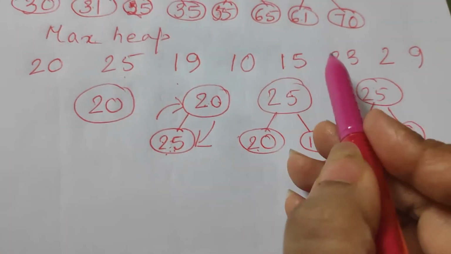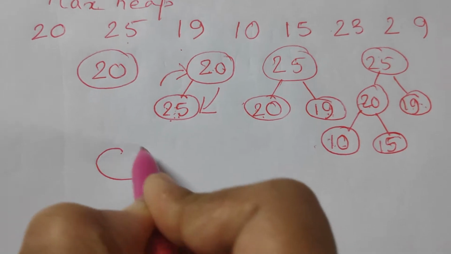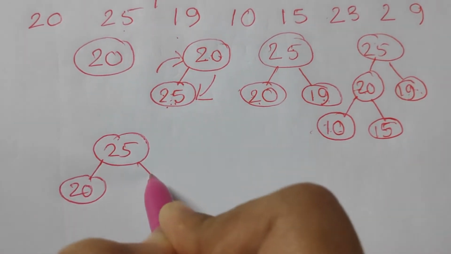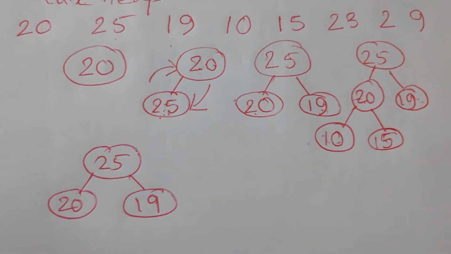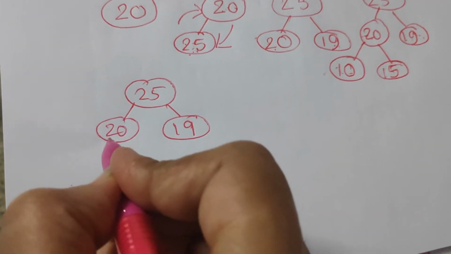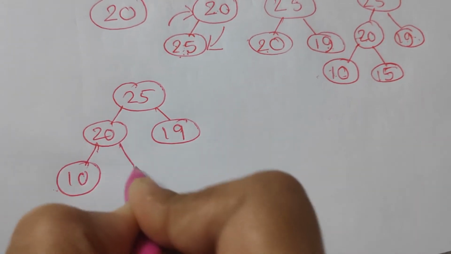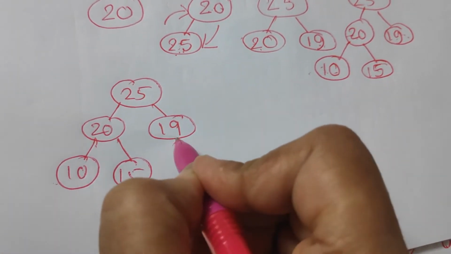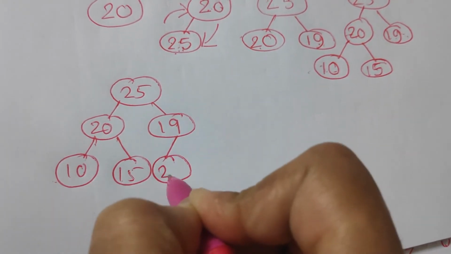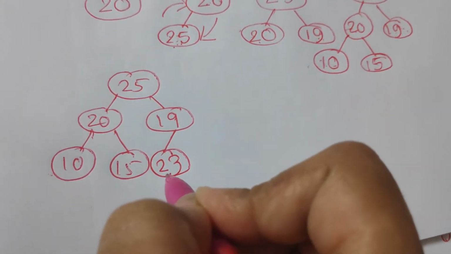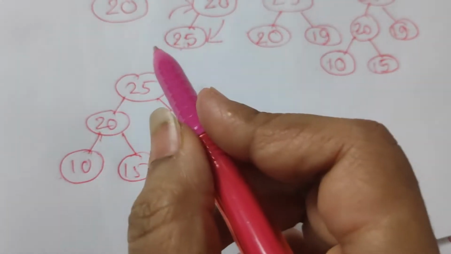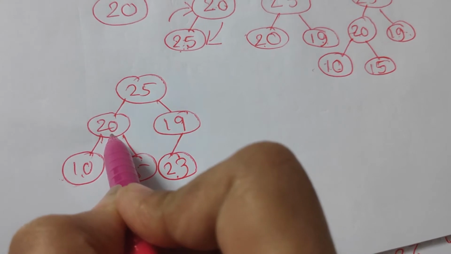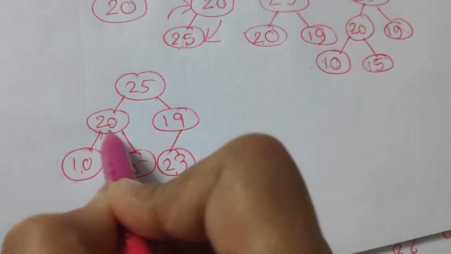Now comes the value 23. So over here we have got 25, 20 and 19, and the two children, 10 and 15, and 23. According to the rule of complete binary tree, 23 will become the left child of 19. Now if we look at the tree, 10 and 15 both have values less than 20.